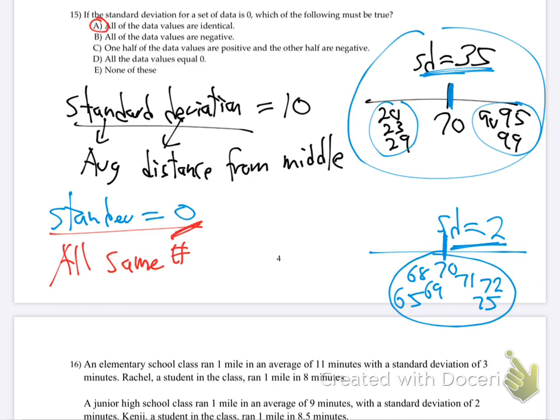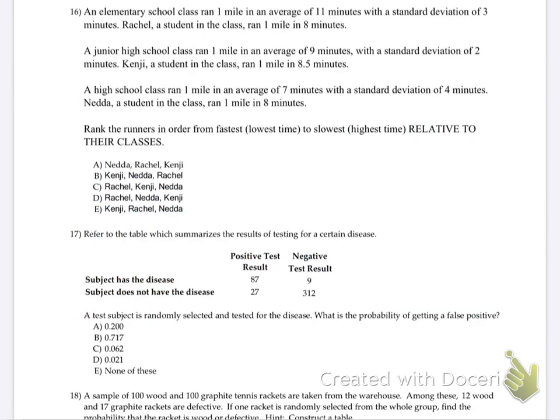All right, so I'm going to move on. 16 is a good one. Yeah, 16. Now, remember this problem? It's been a while. An elementary school class ran 1 mile in an average of 11 minutes with a standard deviation of 3 minutes. Rachel, a student in the class, ran 1 mile in 8 minutes. And then you've got the junior high and the high school, and you're supposed to rank the runners in order from fastest to slowest relative to their classes.